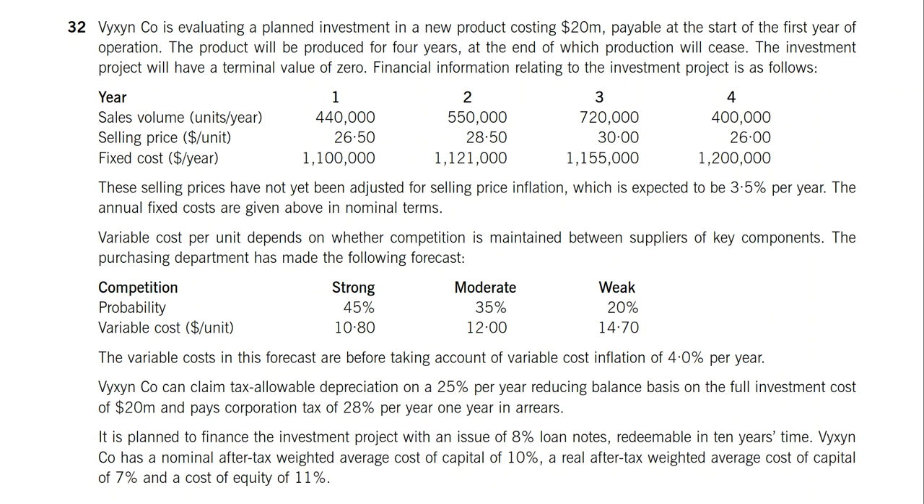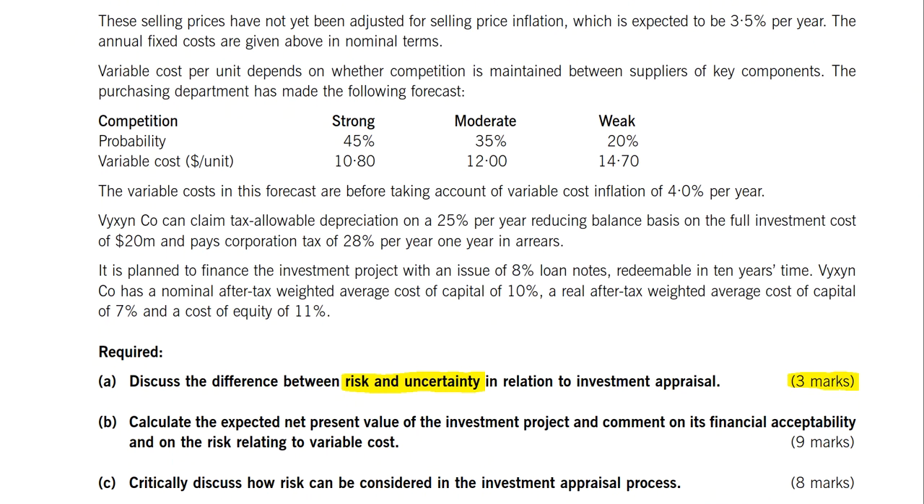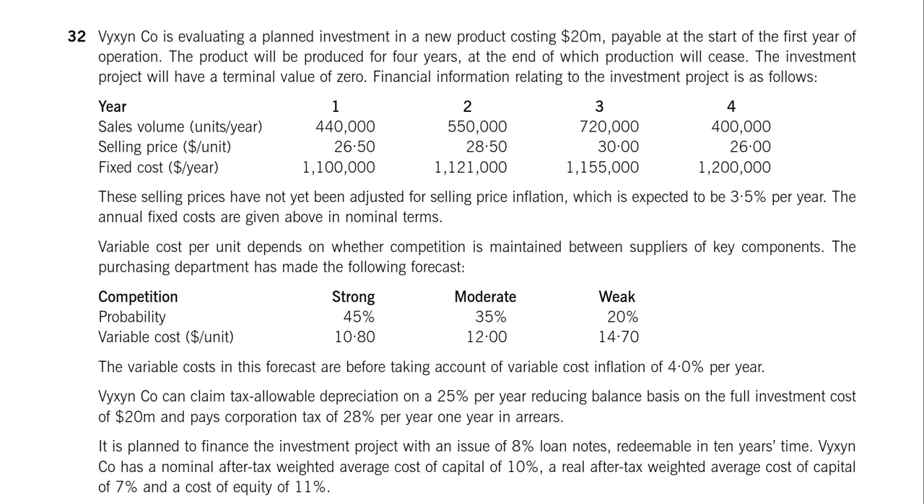We're looking here at question 32 in the March-June 17 paper, and we've done part A. We're now going to look at part B. Part B, calculate the expected NPV, and comment on the financial acceptability and on the risk relating to variable costs. So there's going to be a little bit of a complicating factor in here. There's 9 marks, so let's see what information we've got.